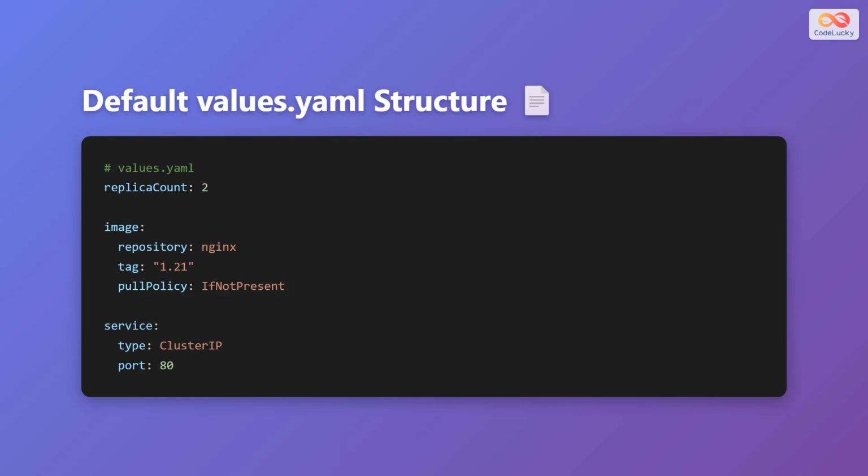Let's examine a typical values.yaml file structure. At the top level, you might have replica count set to 2, which determines how many pod instances will run. The image section contains nested values including the repository name, such as nginx, the tag specifying the version like 1.21, and the pull policy set to if not present. The service section defines the service type as cluster IP and the port as 80. This hierarchical structure makes it easy to organize and manage configuration parameters for complex applications.